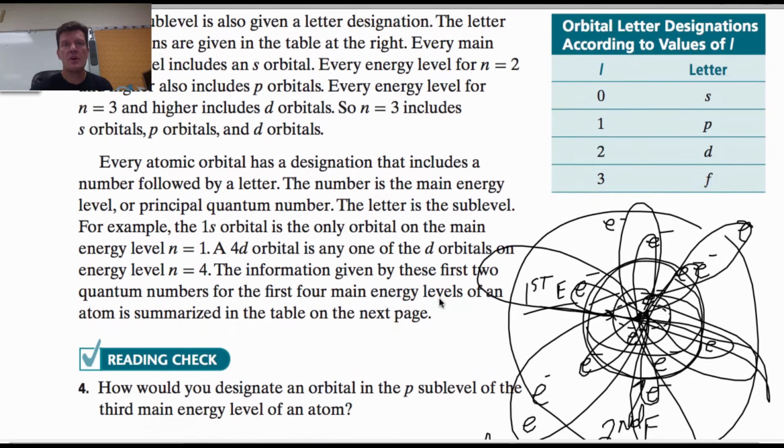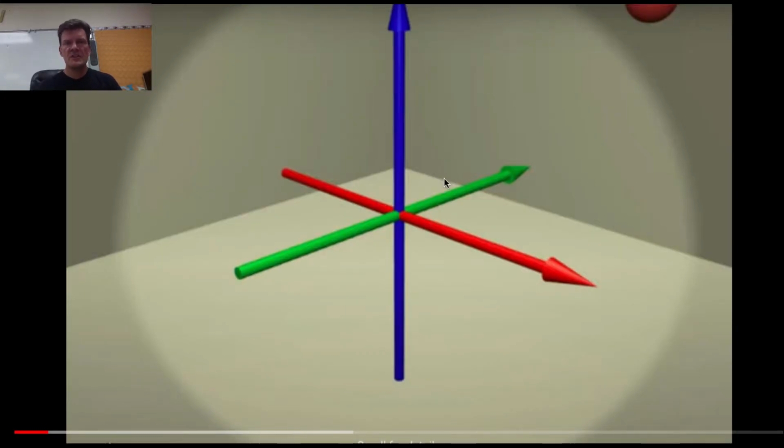So let me pause here. I'm going to show you a quick video that shows the different orbitals in a visualization. This video is going to show us the different orbitals. Remember, these are just regions where electrons are most likely to live. This video is going to show us these different regions and help you visualize them.